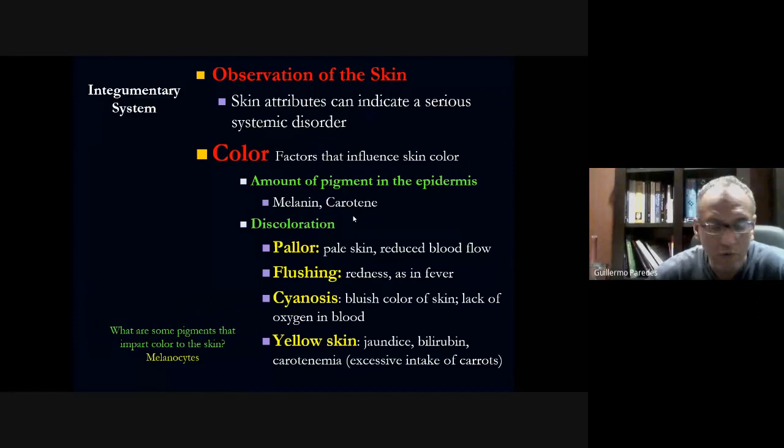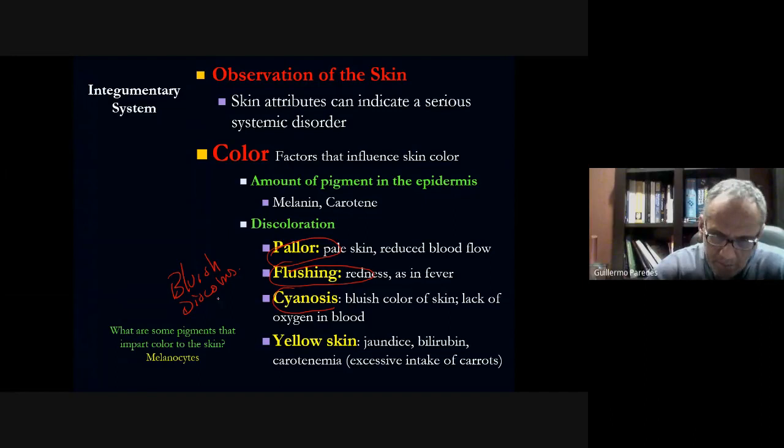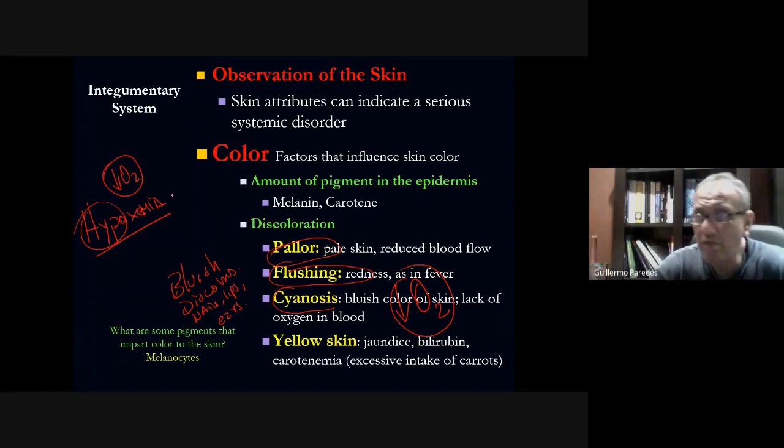Then we are going to talk about pallor, which means pale skin. Flushing means redness of the face. Cyanosis is a bluish discoloration, especially of the nails, lips, and ears, and that is what happens when you have low levels of oxygen in your body. You enter in hypoxemia. Hypoxemia means hypo, low, and emia, in blood. So low levels of oxygen in the blood, and that is going to turn you blue, cyanosis.